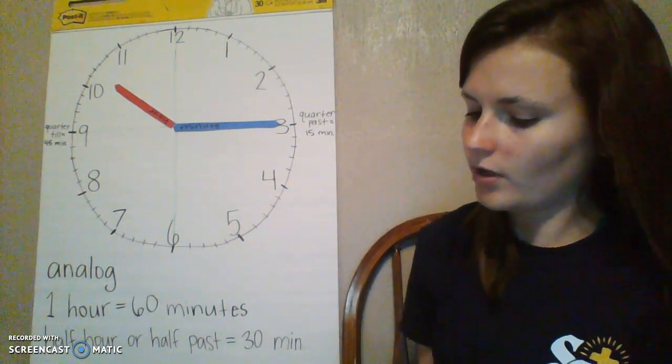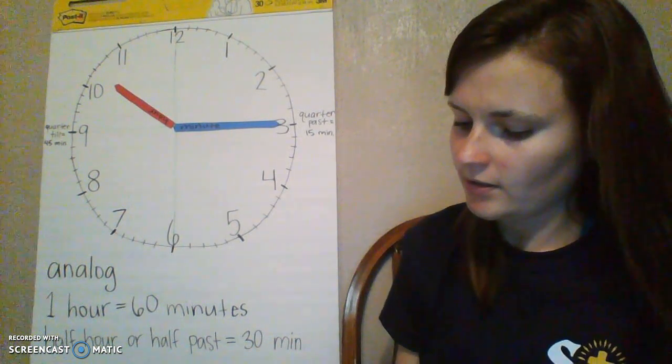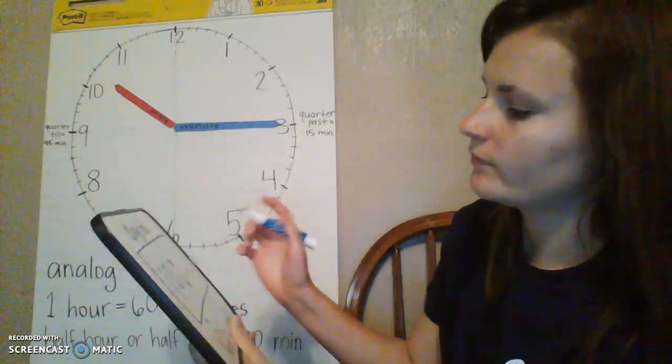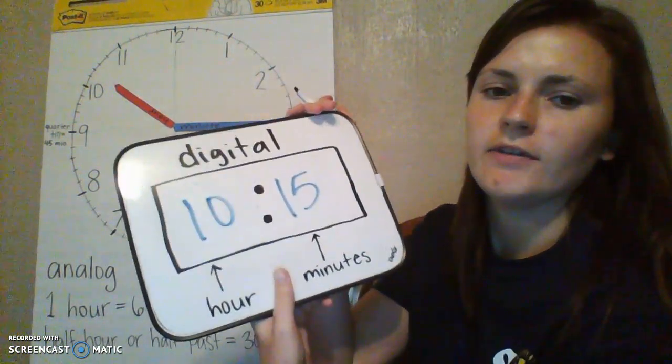So on your digital clock, it would look like this. 10 is the hour, 15 is the minute. 10:15, a quarter past 10.